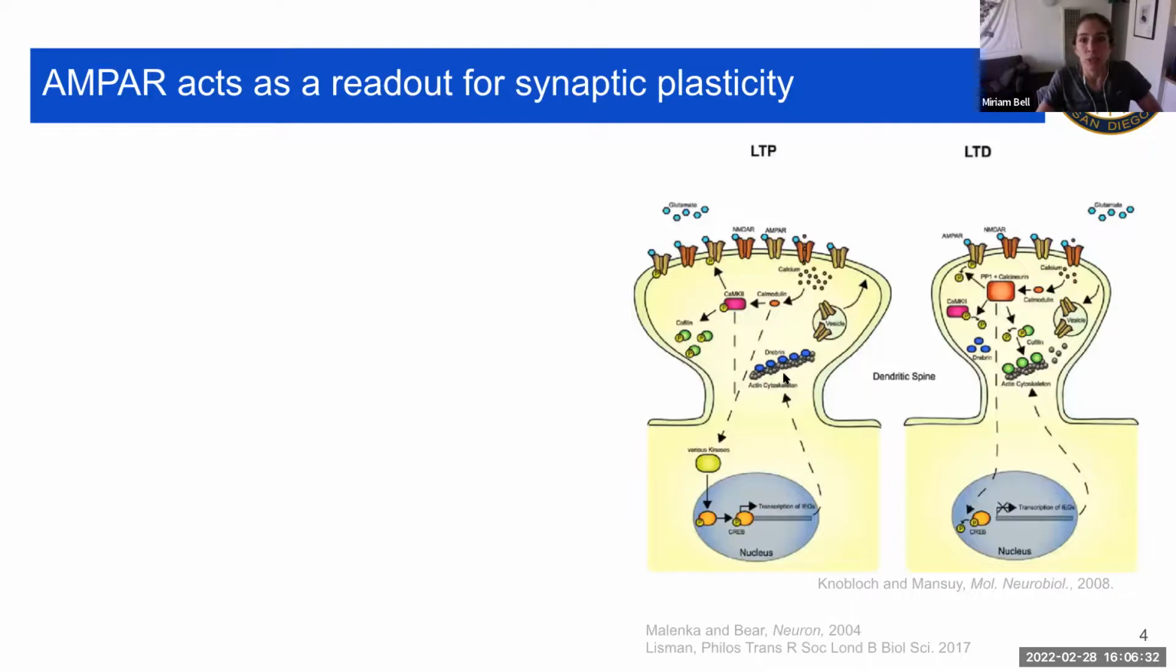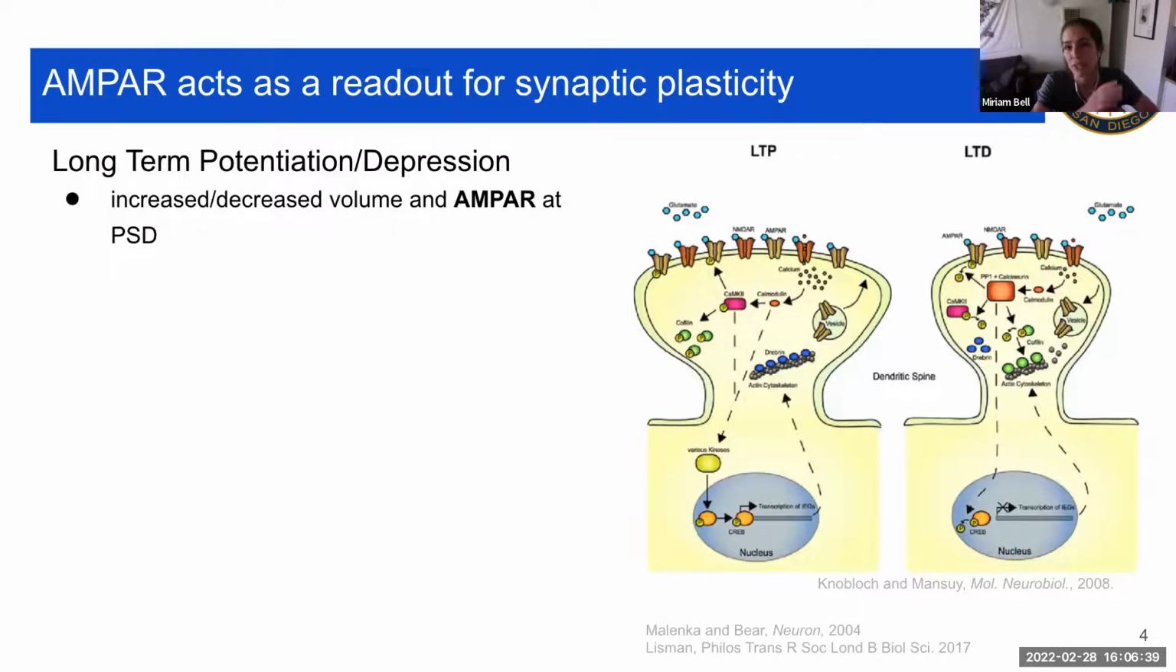Okay, so AMPAR has emerged as a readout for synaptic plasticity because its density at the synapse changes during long-term potentiation and long-term depression. So just to take a step back, AMPAR is a glutamatergic receptor that binds glutamate and lets ions in to depolarize the membrane at the synapse. As you see in the schematic, long-term potentiation involves an increase in AMPAR, which makes the synapse more sensitive, and it also involves an increase in spine volume. Long-term depression involves a decrease in AMPAR and a decrease in spine volume.